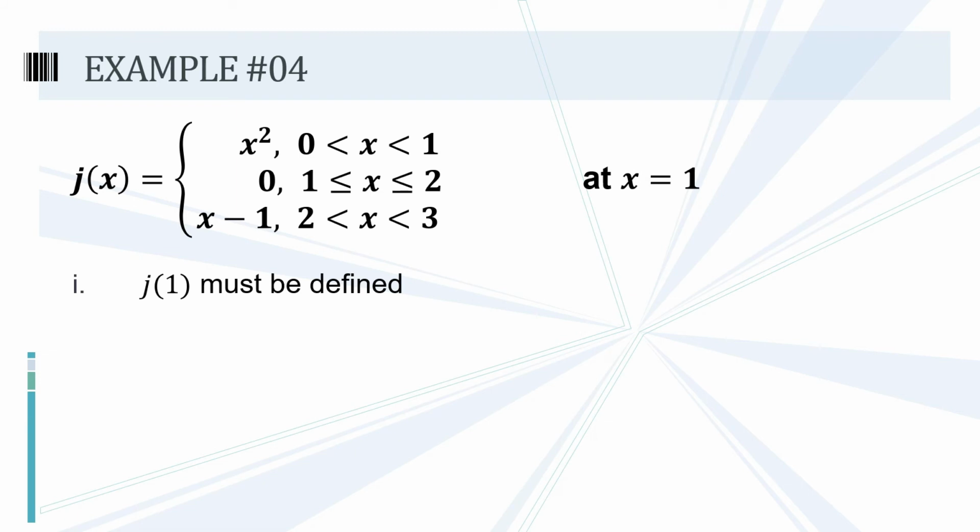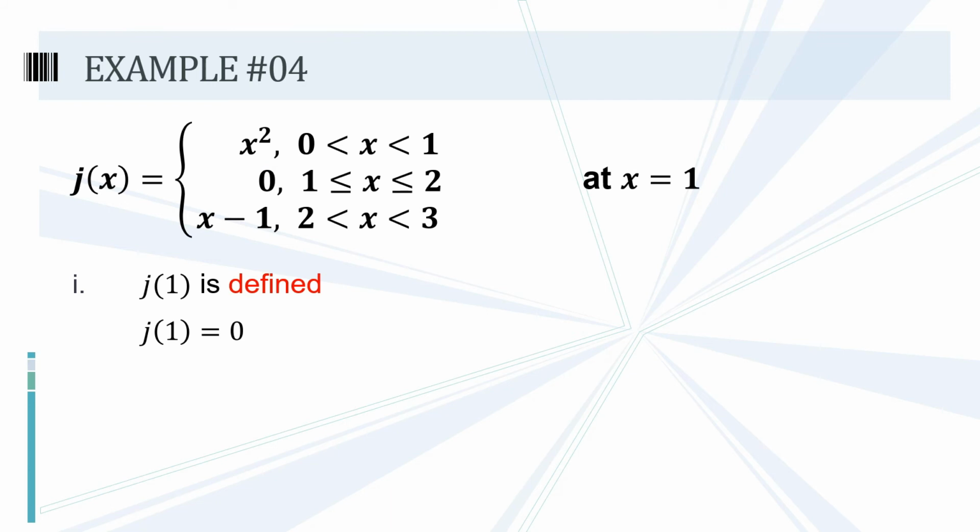First, j of 1 must be defined. So anong gagamitin natin dito? Itong part na 'to. Okay? So itong part na 'to ang gagamitin natin kasi andito yung equal sign. Therefore, j of 1 is just equal to 0. Which means that j of 1 is defined.